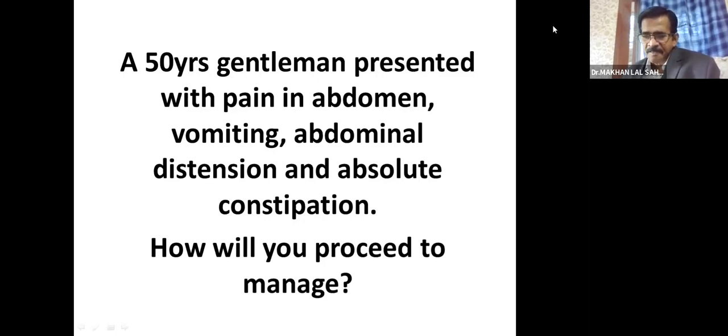Okay. You find there is a single stricture in the terminal ileum, possibly because of tuberculosis, and the stricture is the cause of obstruction. How will you manage this stricture?